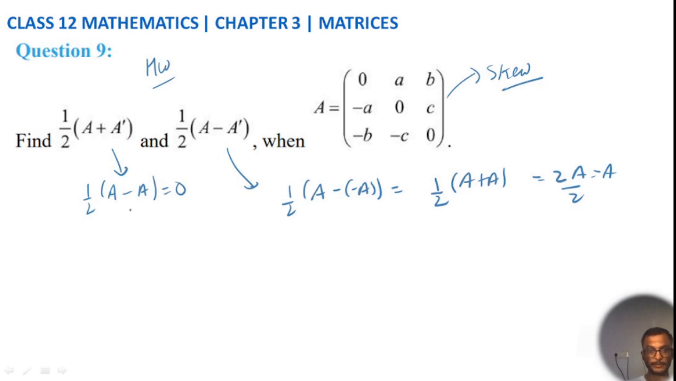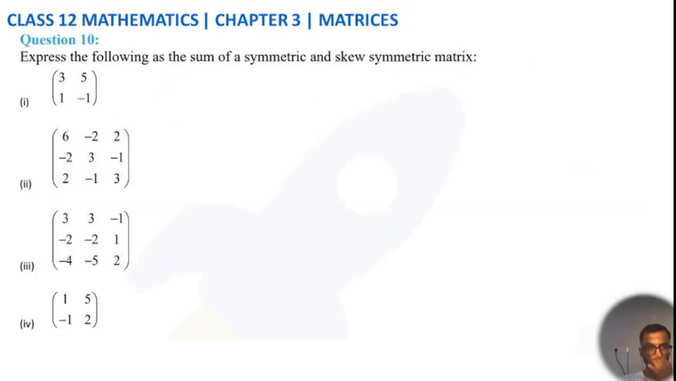Okay, I had given you theoretically how it will be 0 and how it will be A, but you should verify with this matrix, why it will be 1, why it will be 0 and why it will be A. Okay, so I am doing next question, which is very important. Okay, so this is the important one.